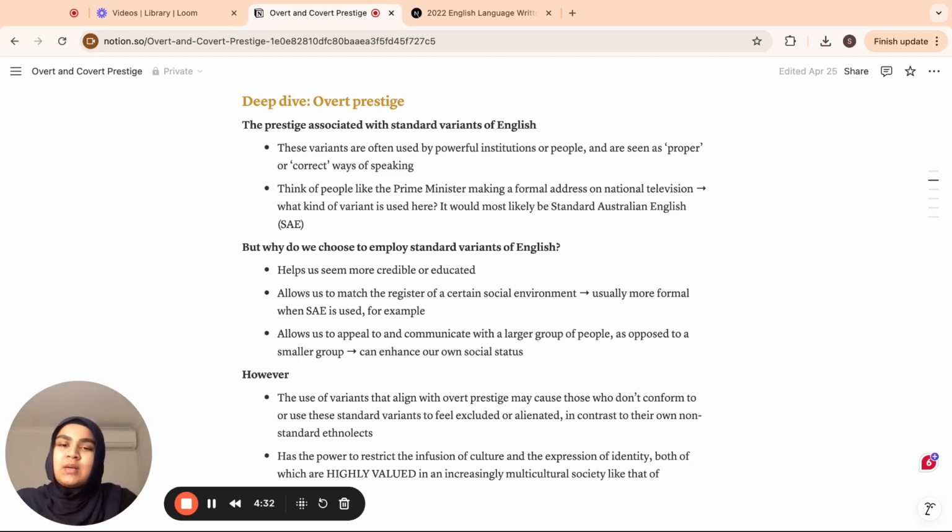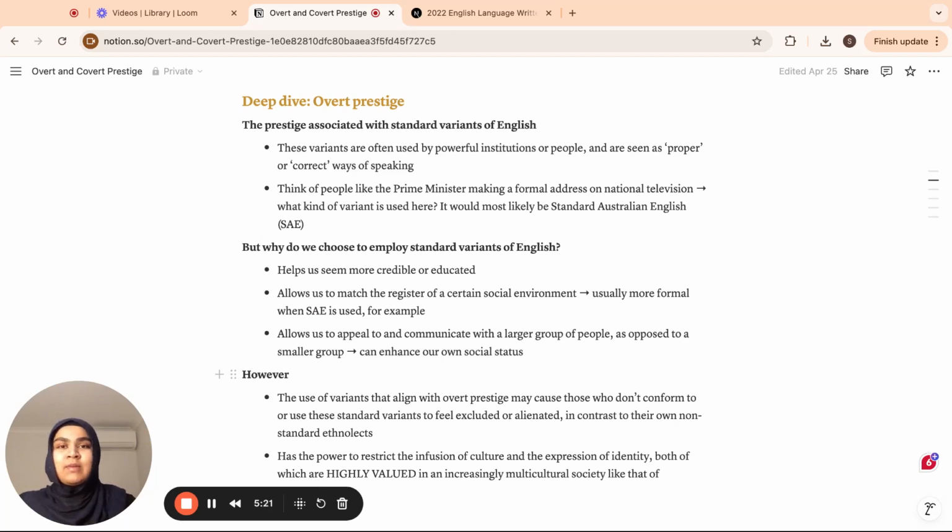But why would we choose to employ these standard variants of English? Now, as I said before, as a Prime Minister, for instance, you probably want to maintain a certain level of credibility or construct an identity for yourself that makes you seem educated. But it also allows you to match the register of certain social environments. So obviously in a situation such as a formal address on national television, it's a very public environment, right? And so when you're trying to appeal to the public, which ties into this third point right here, trying to appeal to the public or a very large group of people about something that's probably going to be a topic that's very important or serious, obviously the register is going to be a bit more formal.